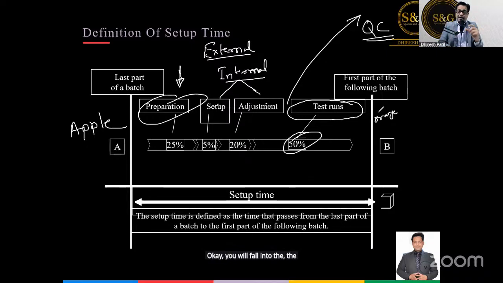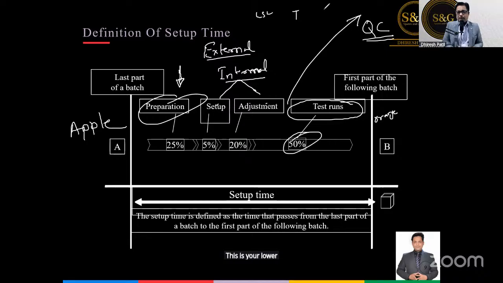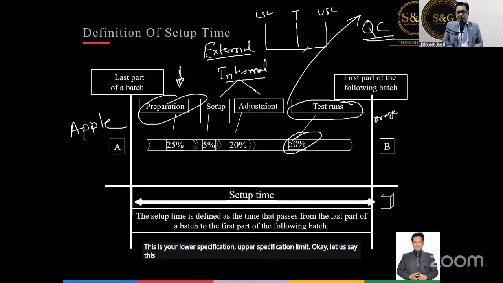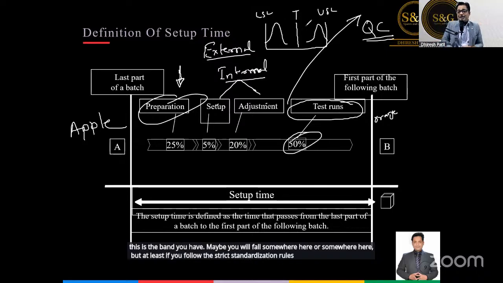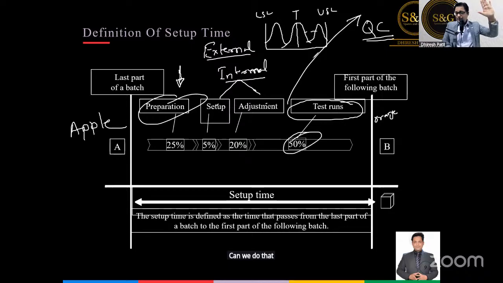specification limit band. Maybe let's say for example, this is your target, this is your lower specification, upper specification limit. Okay, let's say this is the band you have. Maybe you will fall somewhere here or somewhere here, but at least if you follow the strict standardization rules, at least within the band somewhere you will fall, and then you can adjust and bring the process in the center. Yes? Can we do that? Just type yes in the chat box. Yes or no in the chat box, whatever.